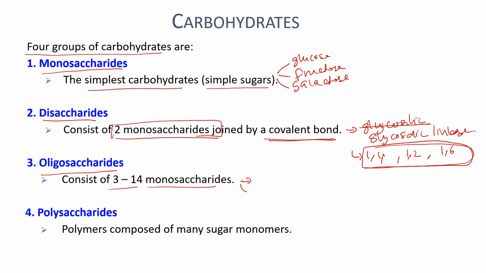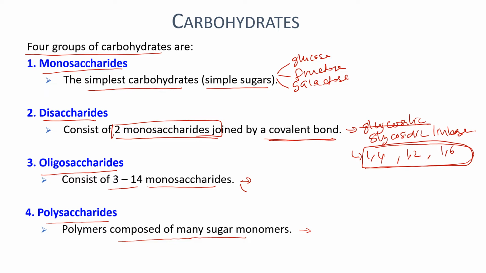And then the fourth group of carbohydrates is the polysaccharides. So polysaccharides are polymers composed of many sugar monomers. For example, we have starch, glycogen, cellulose, chitin, and murein. Starch and glycogen are storage carbohydrates. Starch is a storage carbohydrate found in plants. It is usually stored in tubers, such as potatoes. And then glycogen is a storage carbohydrate in animals, which is stored in the liver.